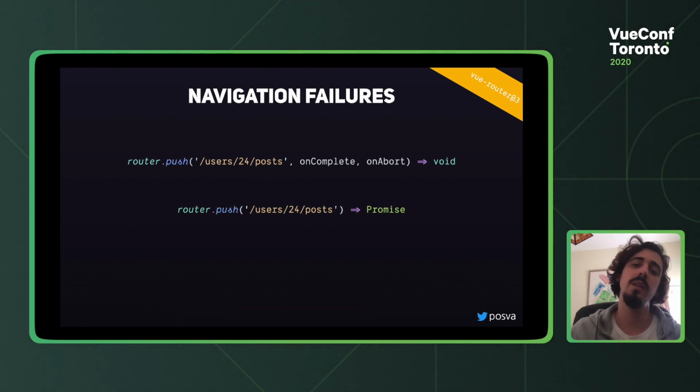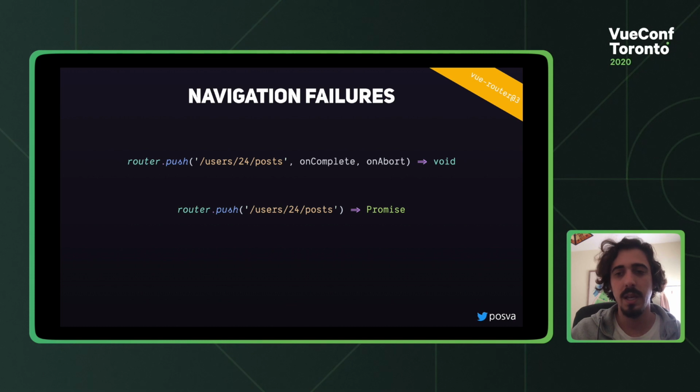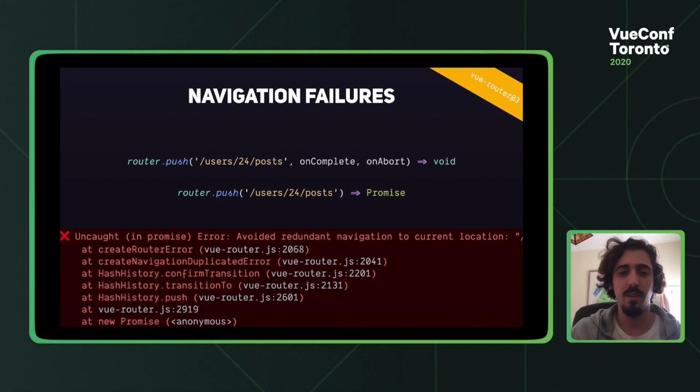At first, we only had the callback version on router.push. So we had onComplete and onAbort, and it returned nothing. Then later on, we added a promise-based version that will resolve the promise as if we called onComplete and reject the promise as if we called onAbort. And people were not using the callback-based version that much because we came across all these errors that people were not having before.